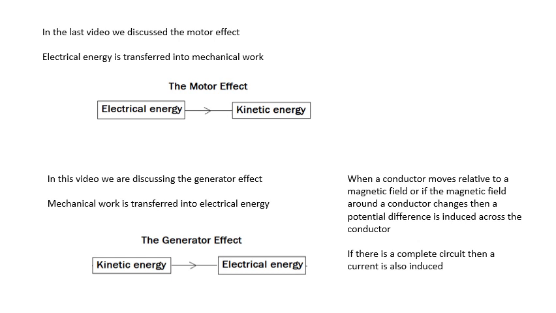Now, this is a very wordy little thing. I'm going to explain it on the next slide. When a conductor moves relative to a magnetic field, or if the magnetic field around a conductor changes, then a potential difference is induced across the conductor. If there is a complete circuit, then a current is also induced. That's a bit of a mouthful. What's all that mean then?